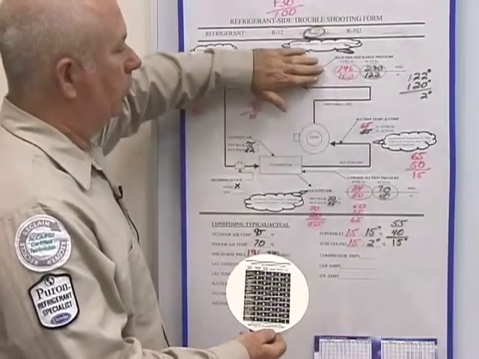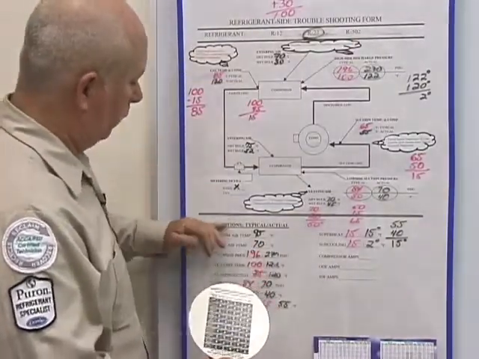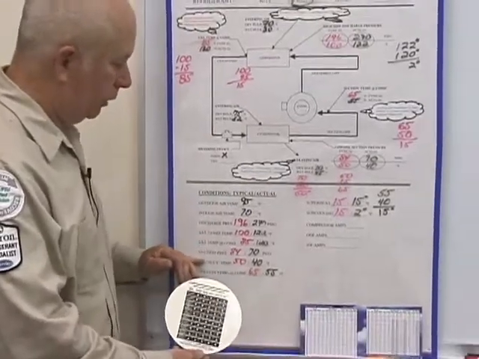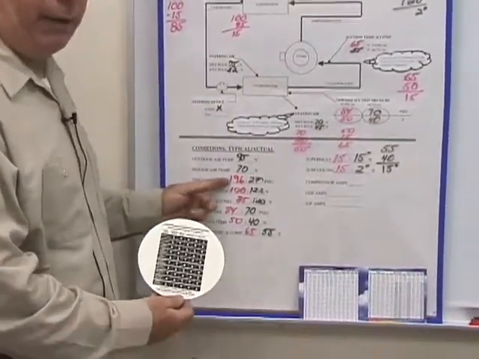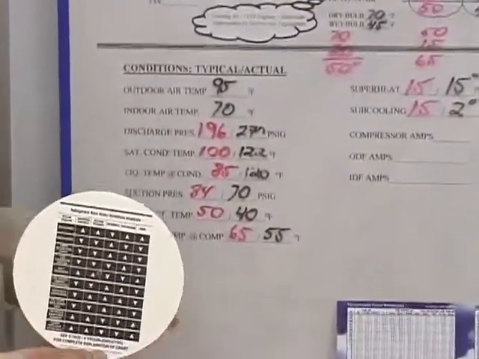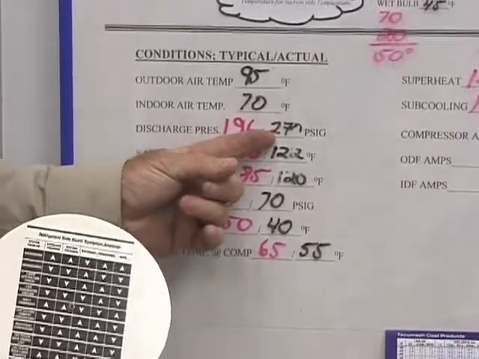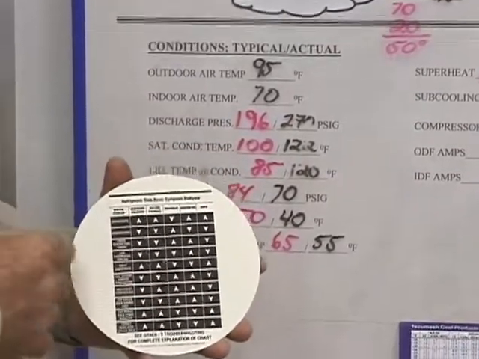What we want to try to do is look at our functional numbers here on this board. We can come down here to the conditions, and we're saying that the discharge pressure, remember the red is the typical. That's what it should be doing. In our case, it's much higher. It's 270 psig. So we look at our card.